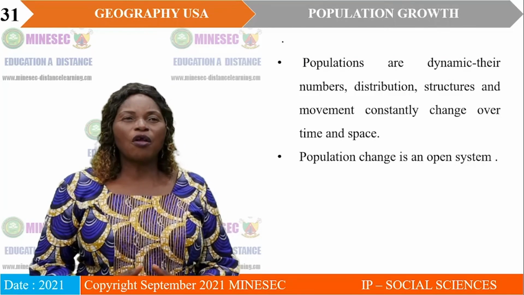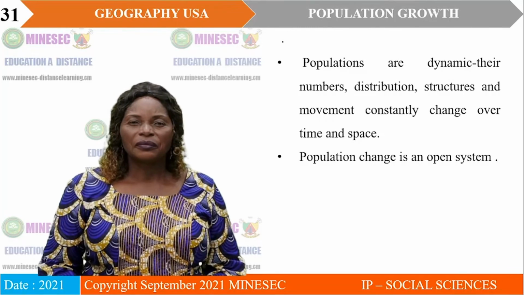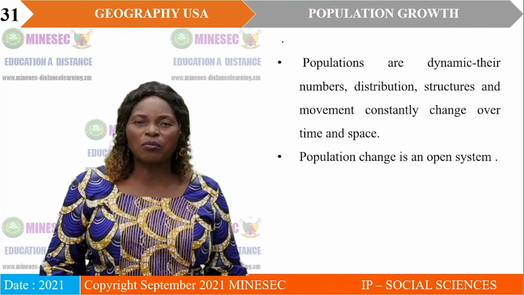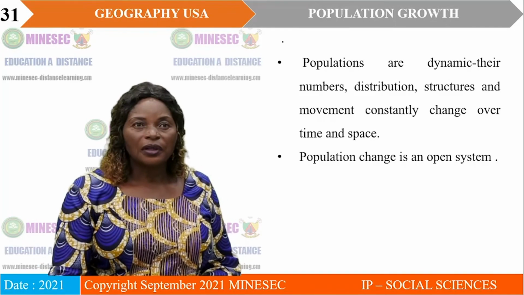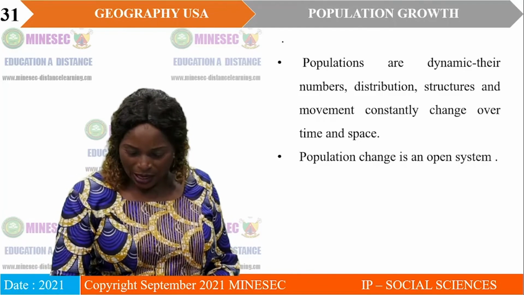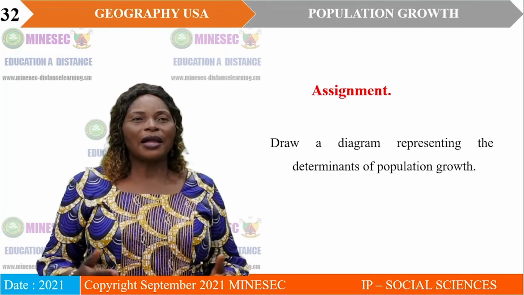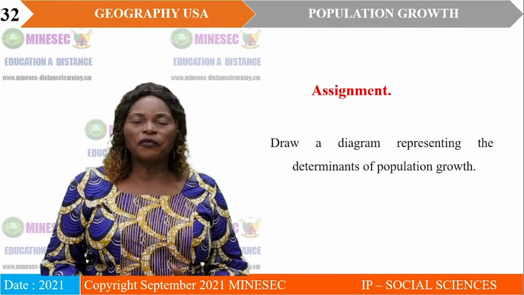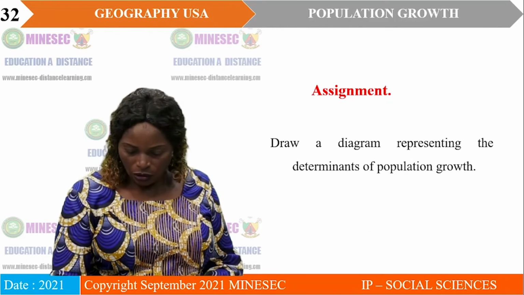Populations are dynamic. Their numbers, distribution, structures, and movements constantly change over time and space. Populations are not static. They change in their distributions, they change in their structures, they change over time in their numbers, and they also change over space because of the mobility of people. Lastly, population change is an open system because it has inputs, processes, and outputs. We have come to the end of our lesson. So you're going to go home with an assignment for the next session. You will draw a diagram representing the determinants of population growth.